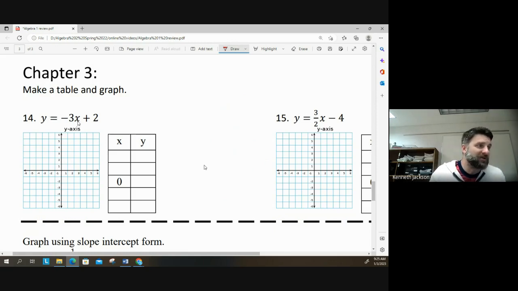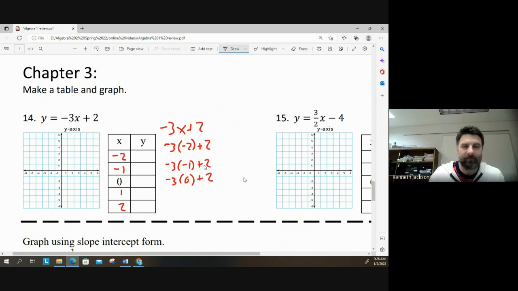So now I have a 2-variable equation, an x and a y, and I can pick numbers to plug in for x, negative 2 to positive 2. And now I have 5 substitution problems. The equation, negative 3x plus 2, is now negative 3 times negative 2 plus 2. Negative 3 times negative 1 plus 2. Negative 3 times 0 plus 2.